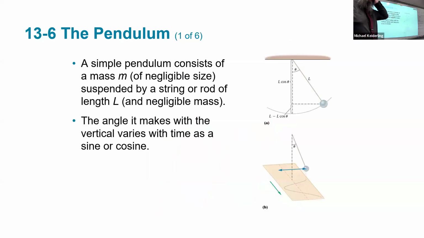I'll just quickly go over the basics of the pendulum, and we'll go over this again when we get back. So a simple pendulum consists of a mass of negligible size, suspended from a string or rod of length L that has negligible mass, like so. And the angle it makes with the vertical varies with time as a sine or cosine. Though, to be fair, that's only true for small angles. It gets less accurate for larger angles. But for small angles, you can approximate it as a harmonic oscillator.